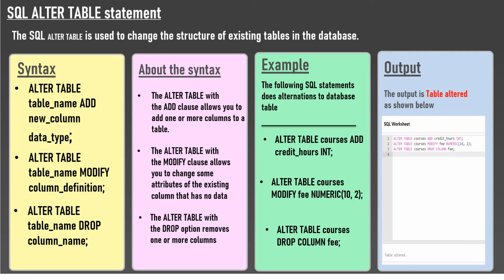And next, if you want to modify the courses column named fee with a new column definition, it is done with the MODIFY keyword. And ALTER TABLE courses, if we want to drop the column fee, that is done with the DROP keyword. For all these alter table statements, the output displayed is table altered.